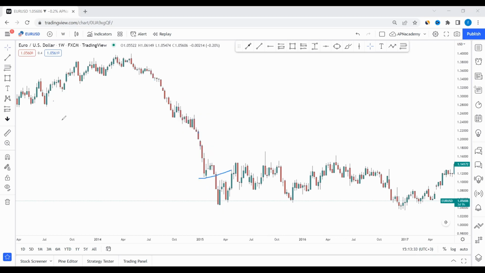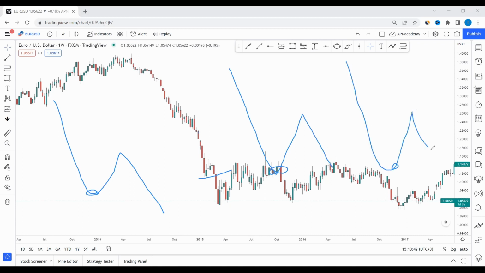Remember, we said after an impulse, we expect a retracement, then another impulse, or we expect impulse, retracement, double bottoms, or impulse, retracement, higher low, if it's a downtrend like this one. And if it's an uptrend, it's just the opposite.